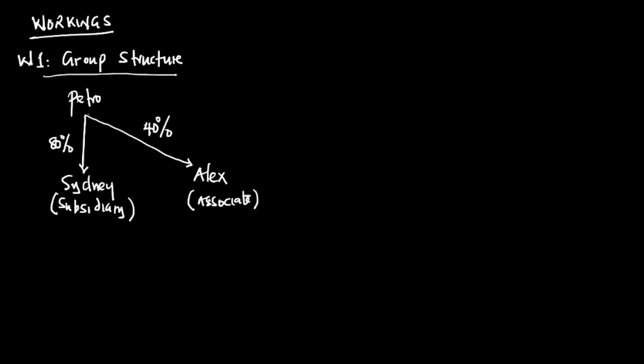Great. Now, even from the structure, this should tell you. Take note how the structure has been drawn. From Petro, it's a straight line downwards, indicating the control. And then from Petro to Alex, some kind of an arm, indicating the significant influence. So that is an associate. Once you've established the structure, it helps you to have the direction. So therefore, the next is working number 2, that is the net assets.